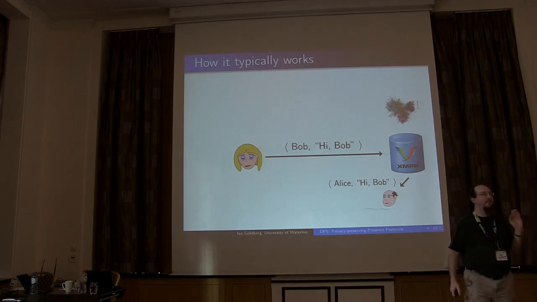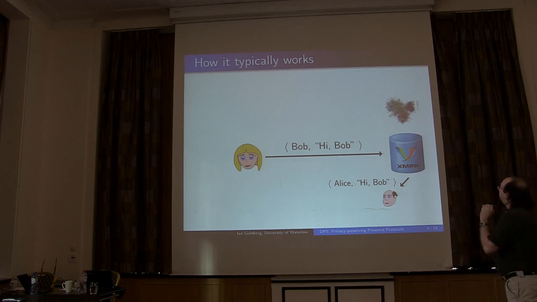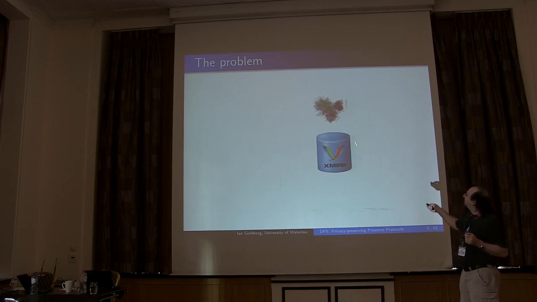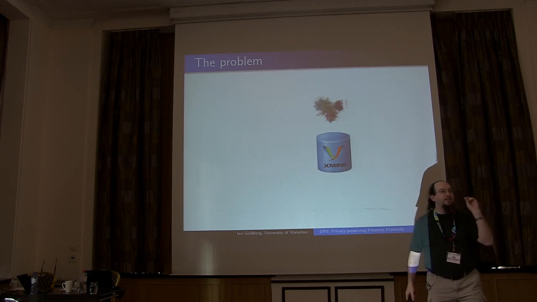What is the problem we're trying to solve? The problem we're trying to solve is simply that the XMPP server knows the friend graph in the first place.